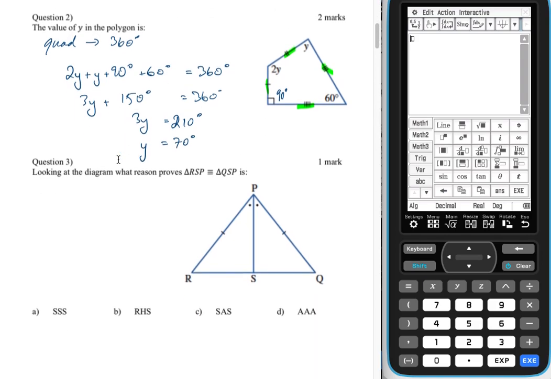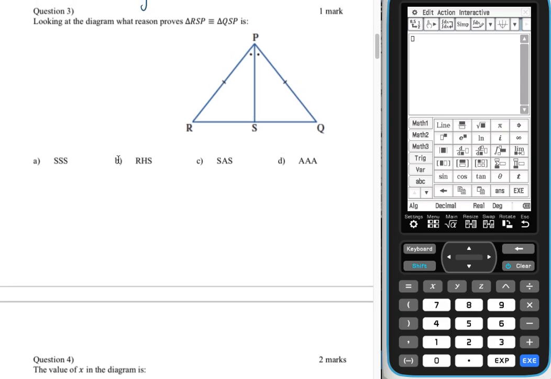Okay. The next question, looking at the diagram, what reason proves triangle RSP is congruent to triangle QSP, and we know that that symbol there means congruence. So how are these identical? So we're going to try to prove it, is it AAS, SAS, RHS, etc., or side, side, side. So how can we do that?